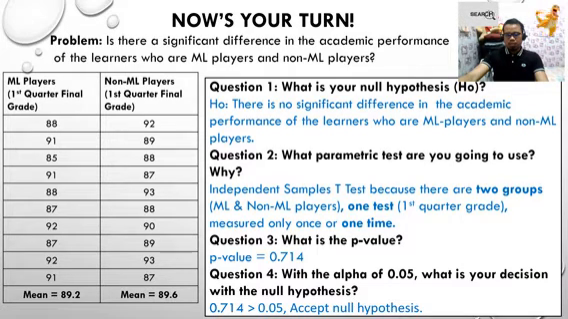So since 0.714, our p-value, is greater than the alpha or level of significance 0.05, you accept the null hypothesis. So we failed to reject the null hypothesis. Rather, we accept it. So we agree and we support the null hypothesis that there is no significant difference in the academic performance of the learners who are ML players and non-ML players.